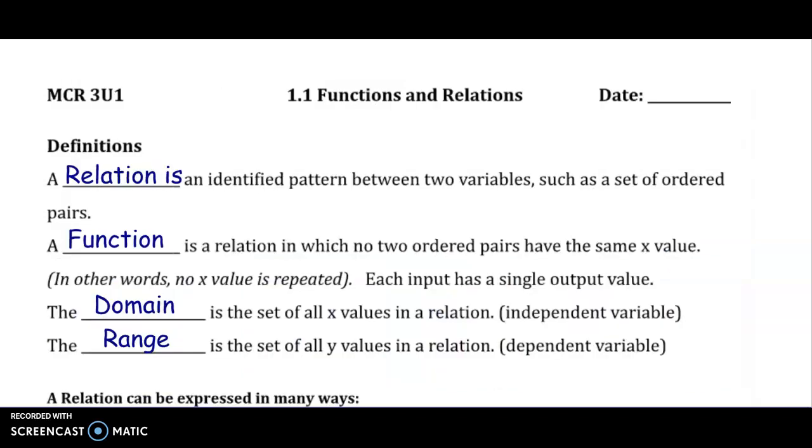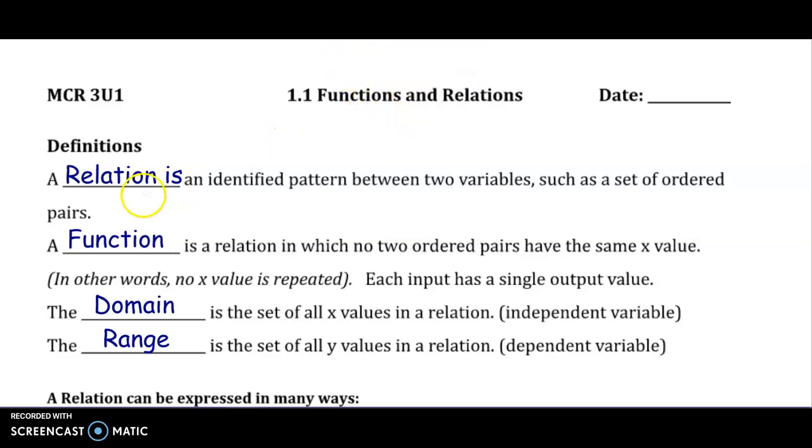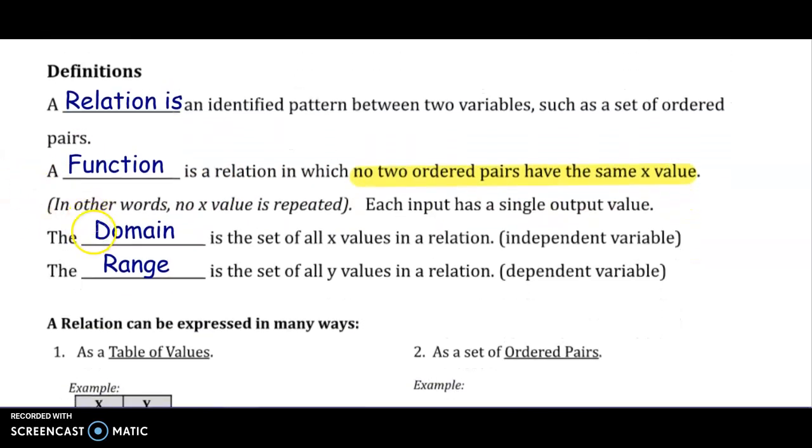So let's go back right here. Okay, so if I was to highlight, right. All right, so no ordered pairs have the same x value. That's a function, so we talked about that, okay. You don't have repeated x values. But we didn't really get to this domain and range.